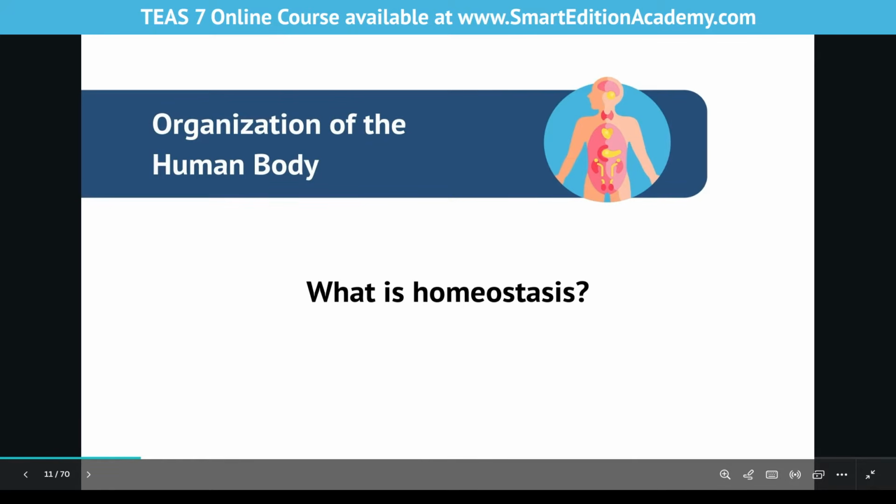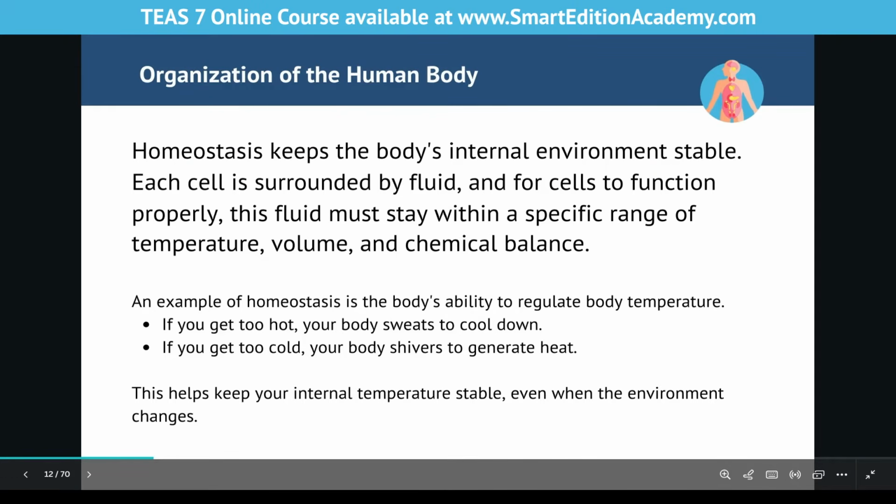What is homeostasis? Homeostasis keeps the body's internal environment stable. Each cell is surrounded by fluid, and for cells to function properly, this fluid must stay within a specific range of temperature, volume, and chemical balance. An example of homeostasis is the body's ability to regulate body temperature. If you get too hot, your body sweats to cool you down, but if you get too cold, your body shivers to generate heat.